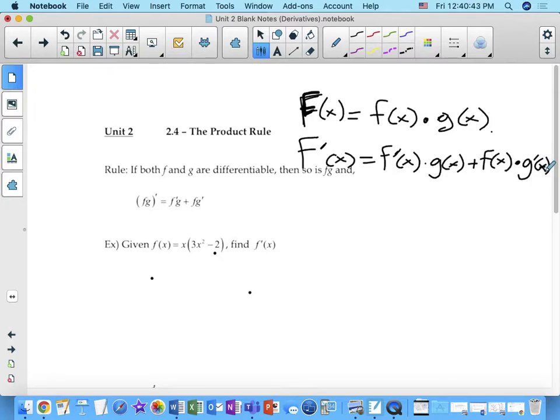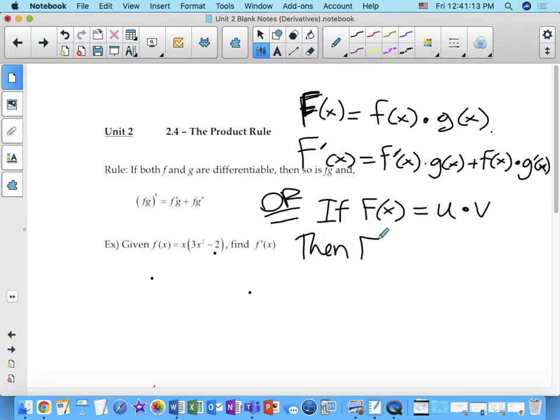Now, this is a lot of function notation here. So the way that I remember it is this way. If f of x equals u times v, and u and v are the two different functions, then f prime of x equals u prime v plus u v prime.